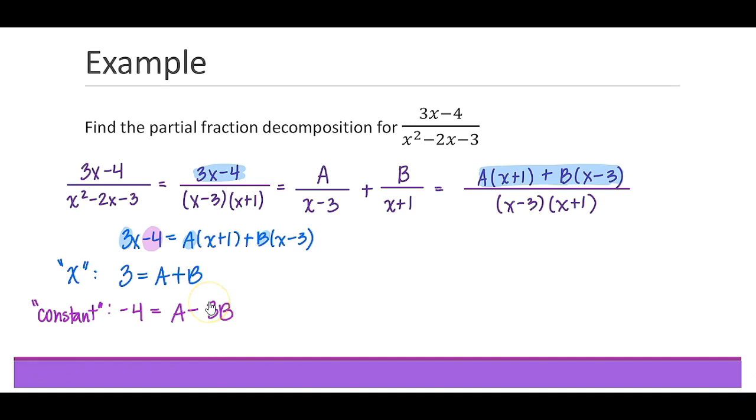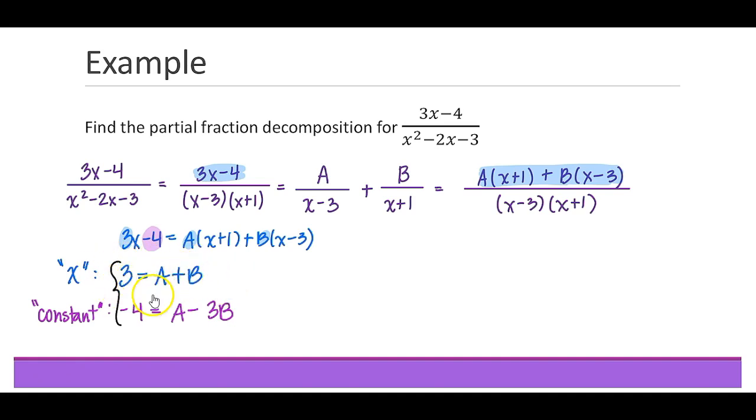So what I've essentially created here is a system of equations. I have two variables, two unknowns. I have 3 equals a plus b, and negative 4 equals a minus 3b. So now I have either substitution or elimination that I can use to solve this system of equations. I'm going to choose elimination.